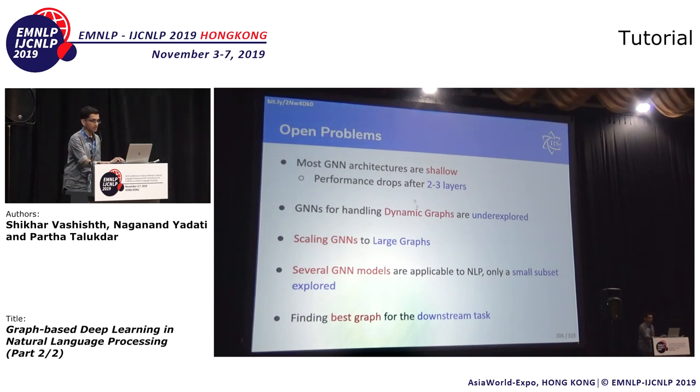People have not explored much applying these GNNs to dynamic graphs. By dynamic graphs, I mean graphs where nodes are getting added or removed from the network with time. In these cases, GNNs have not been explored much. Moreover, most of the GNN formulations are not directly applicable to large graphs. So a lot of work still needs to be done on scaling GNNs to large graphs, where the number of nodes is in the millions or so. That area is still unexplored.